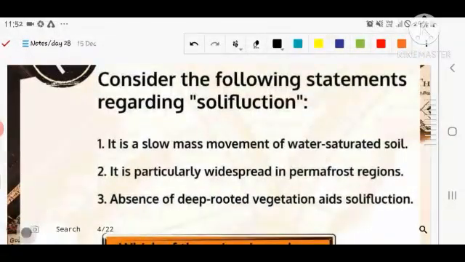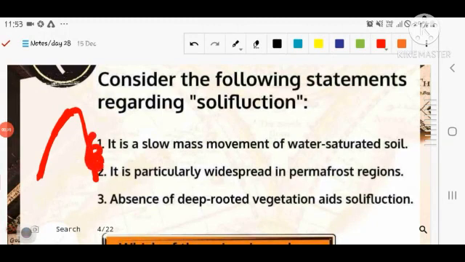In the first statement it is given that it is the process of the slow movement of water-saturated soil. It means, for example, there is a hill and there is soil here, and it is a slow movement of this water plus soil and some part of the hill itself.